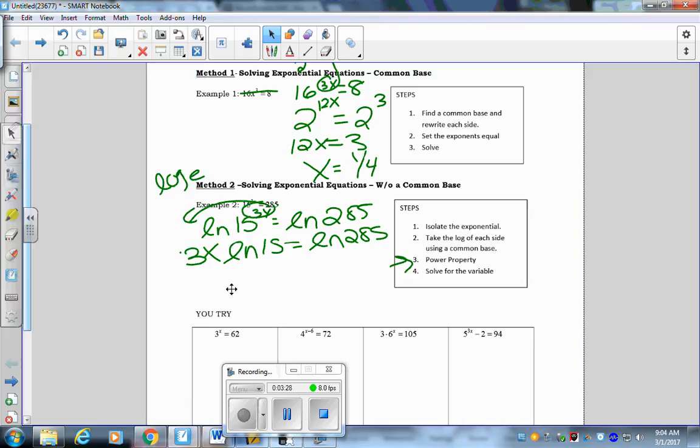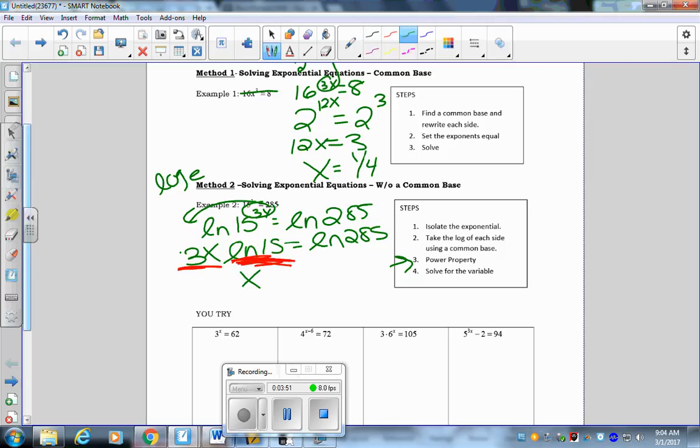Now, we want to leave everything right now in terms of whole numbers, so I'm going to leave it as the natural log of 15. We'll do all of our calculations at the end. If I try to calculate it all right now, I'm going to get decimals, and if I round, my answer could be too far off. Okay, but this isn't some funky thing. This is just a number. So in order to get x alone, I'm going to divide both sides by the natural log of 15 times 3.